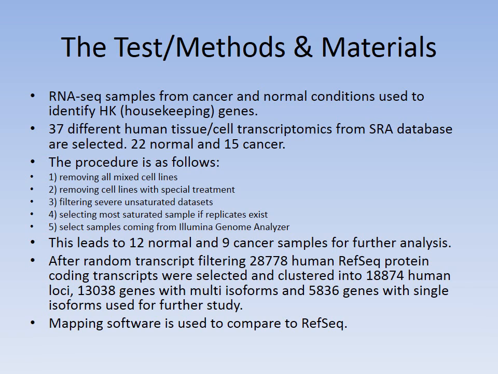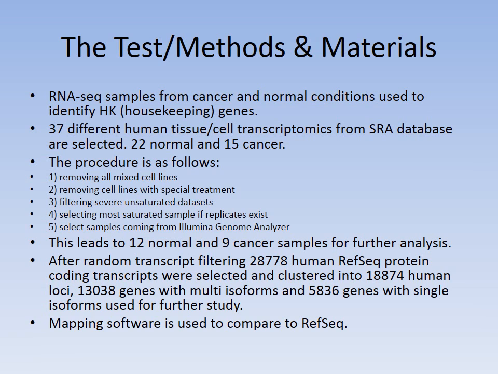There are 2 issues to be considered: the amount and the saturation of the samples. Less unsaturated samples are selected as they have a lower abundance of genes, affecting the results and making the process slower. In total, 37 different cell transcriptomics are selected. Transcriptomics refer to a set of all the RNA molecules, for example, tRNA, mRNA, and so on. Of those 37, 22 were normal and 15 cancer samples selected.